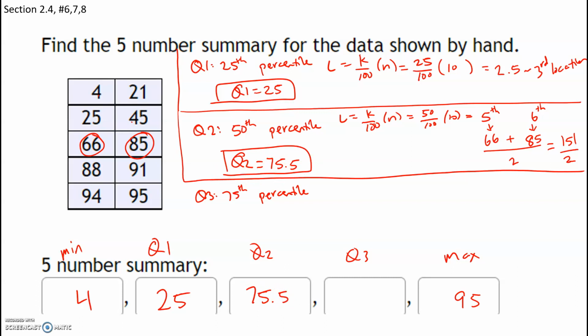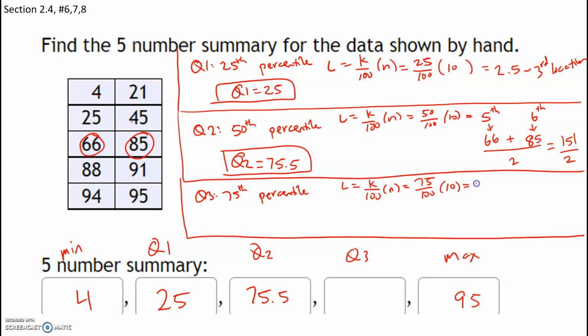Same thing happens for Q3. Q3 is going to be the 75th percentile. So all we're going to change is that for the locator index, we have k over 100 times n. Our k is now going to be 75. So it's going to be 75 divided by 100 times 10. If you put this in a calculator, you're going to get 7.5. 7.5, that's going to round up to the 8th location.